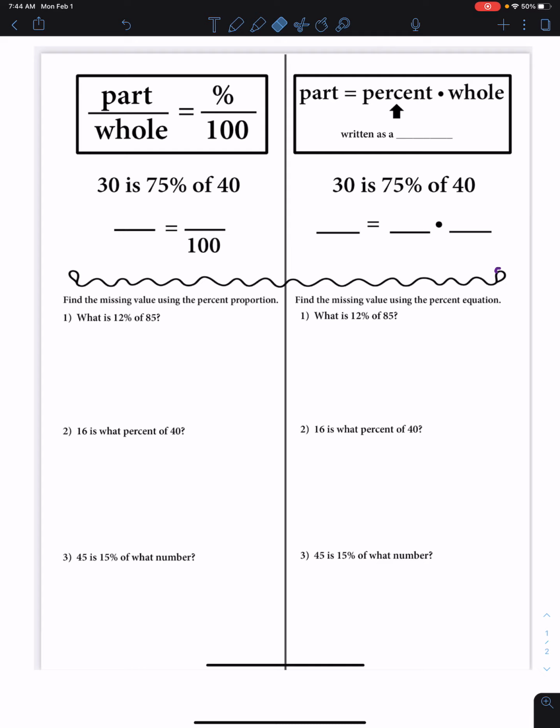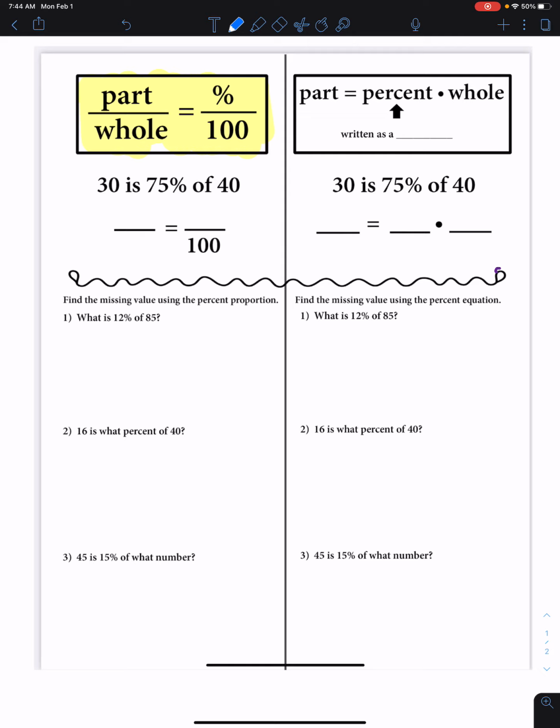Okay, today we're going to talk about finding the percent of a number. One way is to use a percent proportion, which you'll see here in this box. We write a proportion that compares the part to the whole and the percent to 100. And from there you can solve the proportion the way that we've learned how to solve proportions in the past.